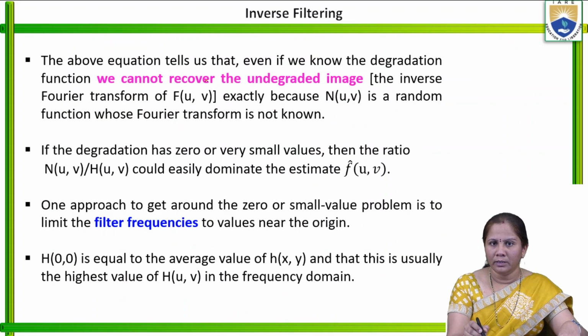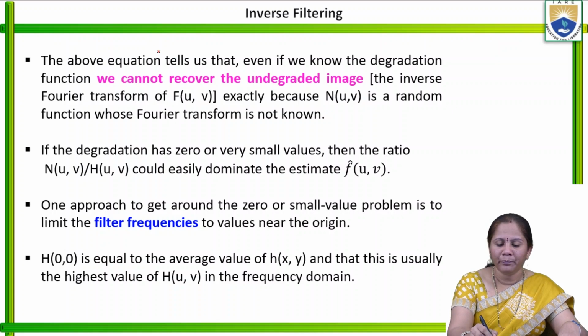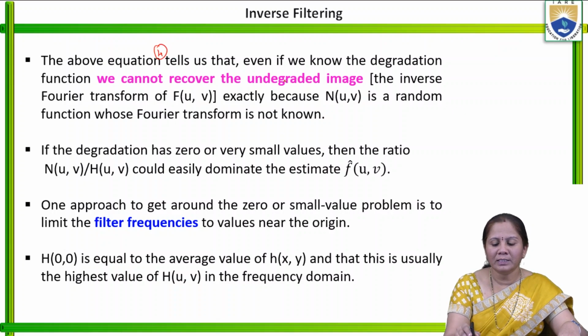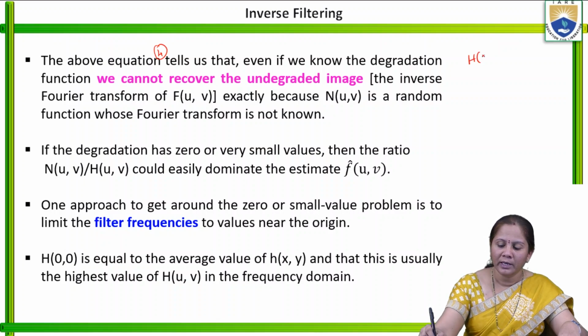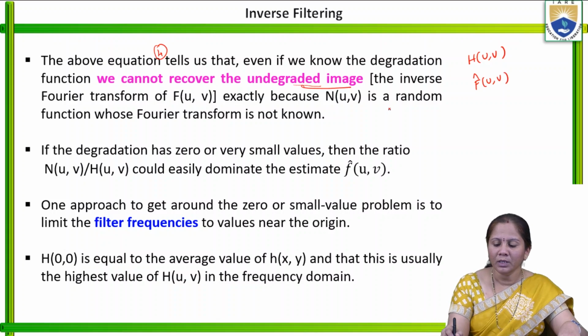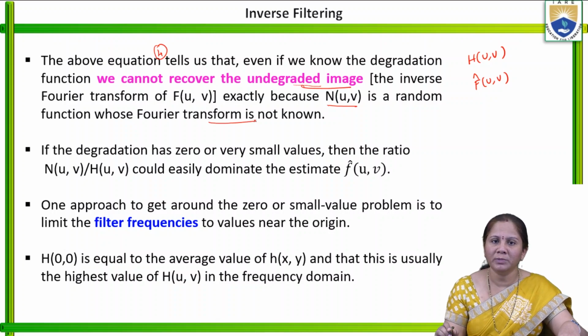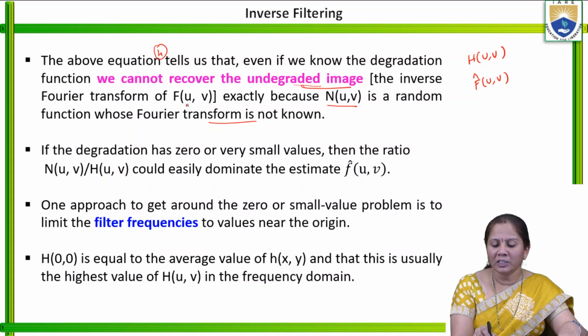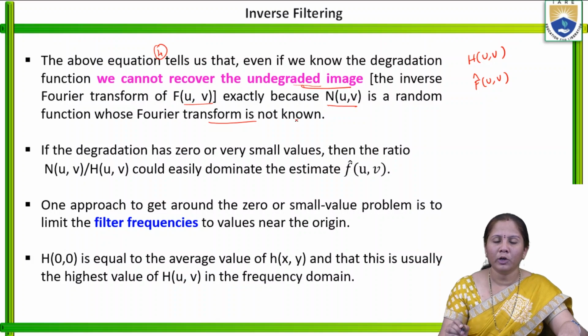Because of these two cases, we have some discussion here, what we have discussed in that formula. The above equation, equation number 4, what we have derived, tells us that even if you know the degradation function, here the degradation function is h of u comma v, even if you know the value of h of u comma v, we cannot recover the undegraded image. Undegraded image is here f cap of u comma v. Why? Because n of u comma v is the random function whose Fourier transform is not known. That is what we have discussed. That is the limitation. And also the inverse Fourier transform of f cap of u comma v cannot be found.